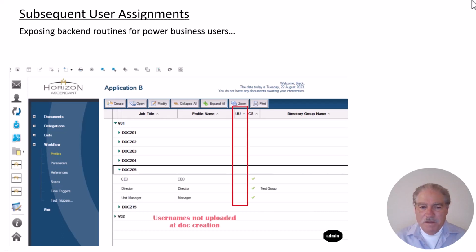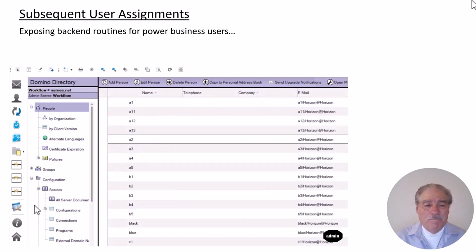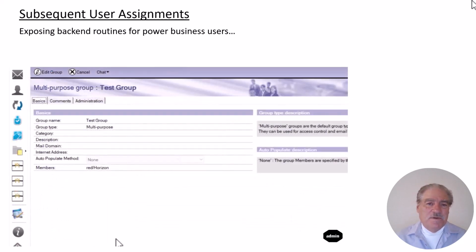Notice here that the usernames are not uploaded at document creation. It'd be a check mark in the view if that were the case. And here is where the director username is to actually be uploaded from the Domino directory. So going in to see test group, and here we see Director Red.